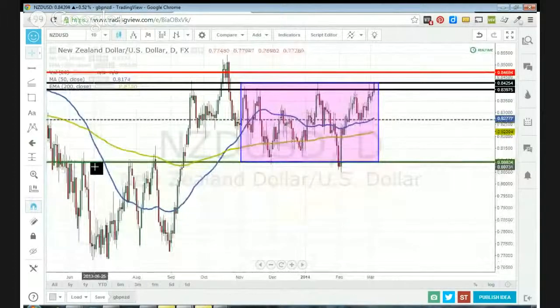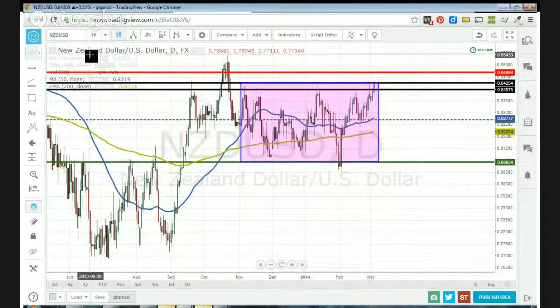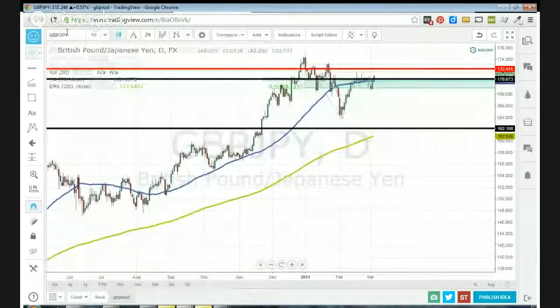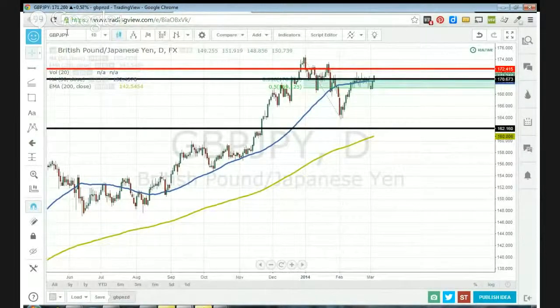The other trade I have on at the moment is pound yen. Let's go to that. Okay, pound yen, you can see right there. Short at the black line, and it just went right through that. So this is also not the most encouraging price action here.